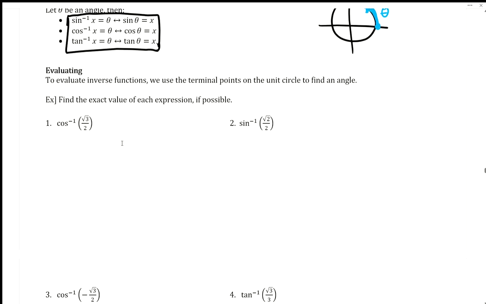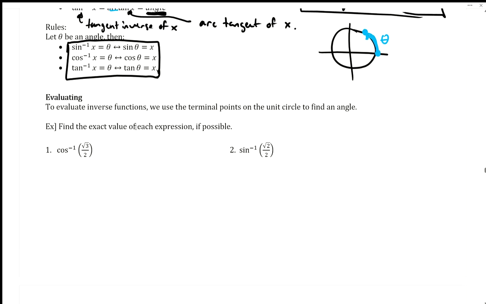To evaluate these trig functions, I just use the unit circle. Most of the time they're making you do it without a calculator, without another reference. So these ones are without a calculator. We're going to find the exact value of each trig expression. So what we've got, inverse trig expression. I'm going to draw my unit circle here. And what this is saying is cosine inverse of radical 3 over 2 should equal some angle.